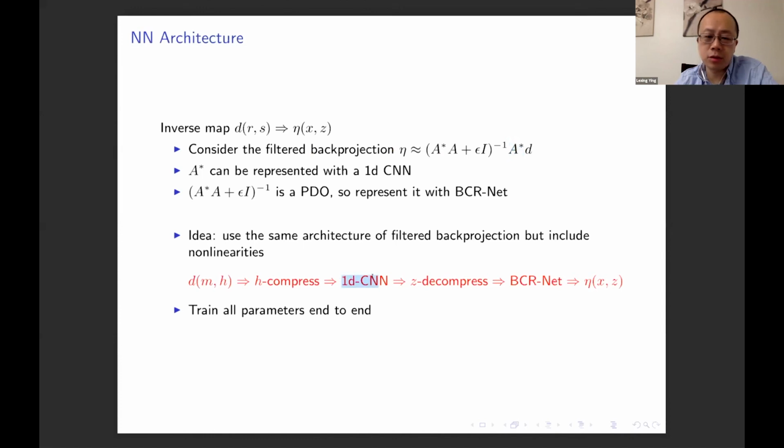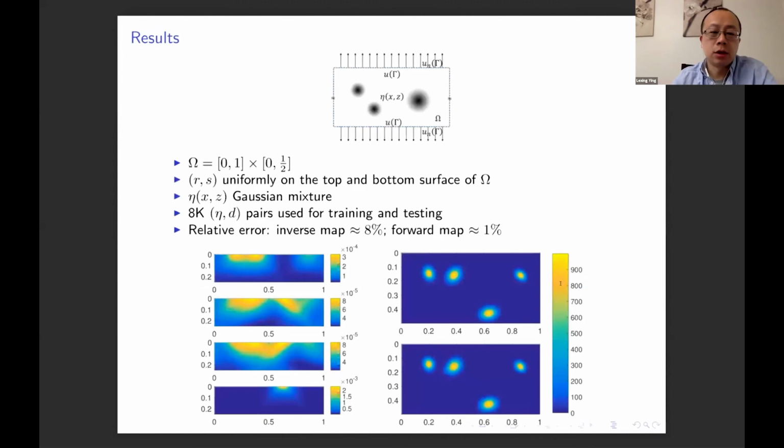So therefore, it can simply be used by a 1D CNN. So we don't even need to use fancy things like SwitchNet. And then the inverse of the normal operator is represented by the pseudo-differential operator, which is again by BCR. So again, the whole thing is trained end to end, using the data that's given to us.